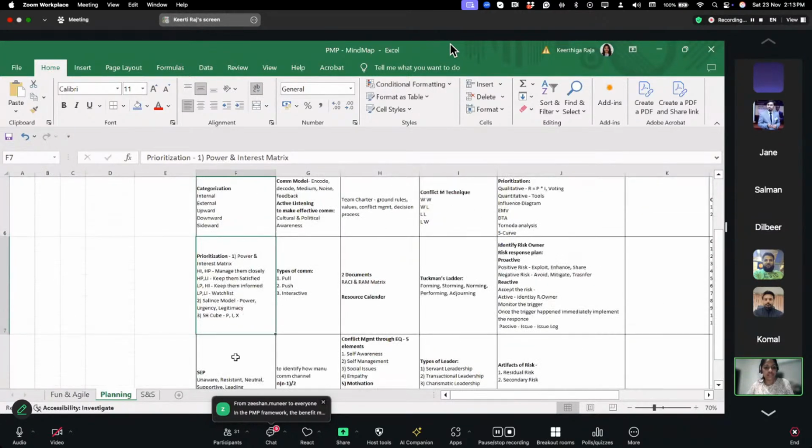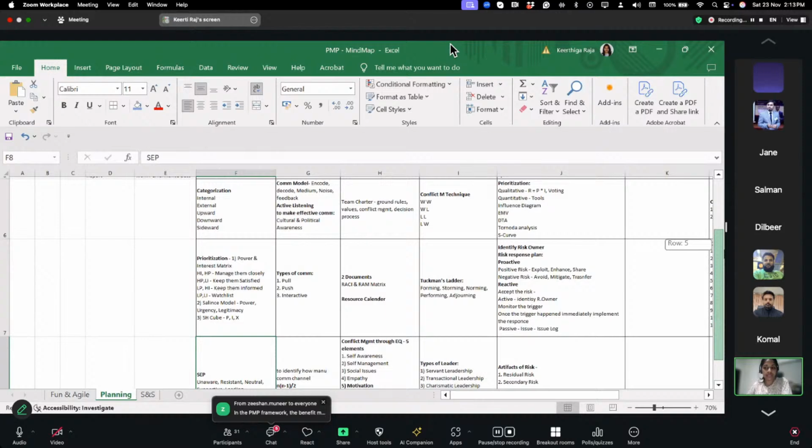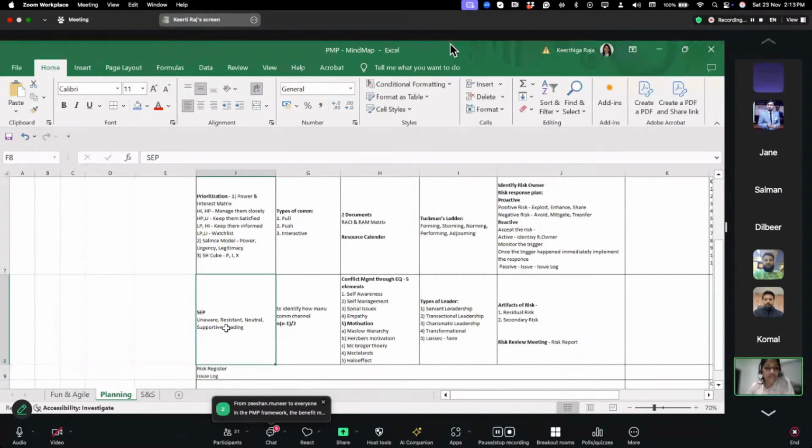The next one is the stakeholder engagement plan. We can engage stakeholders by 5 different levels: unaware, resistant, neutral, supportive, leading. A stakeholder who is unaware needs to move gradually to resistant, then neutral, then they will be supporting, and then they will be leading.